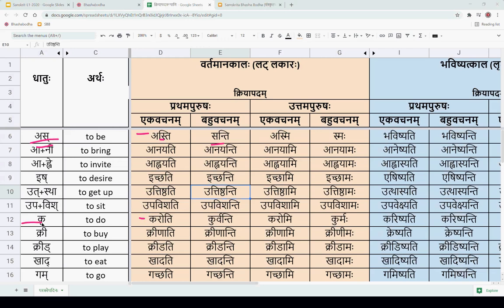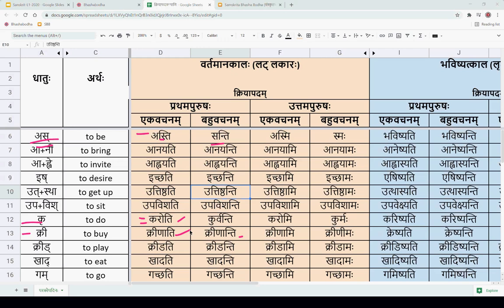Karoti, kru dhatu, is in group number 8, so it follows a different pattern. Karoti becomes kurvanti, etc. And then kri dhatu, which is in group number 9, follows a different pattern: krinati, krinanti. So that we should remember.